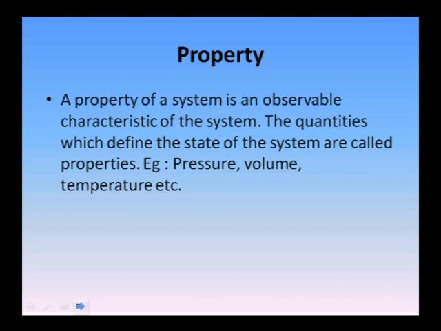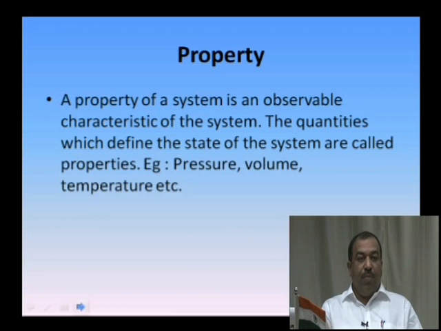Next, let us understand the definition of the property. A property of a system is an observable characteristic of a system. The quantities which define the state of a system are called properties. Example, pressure, volume and temperature. Let me give one simple example on this.